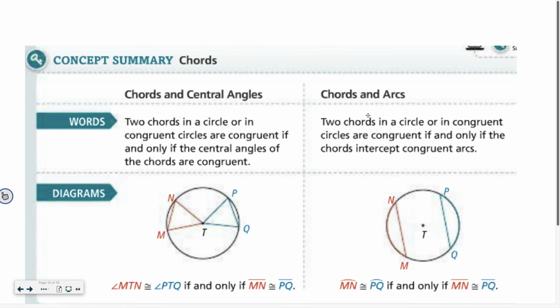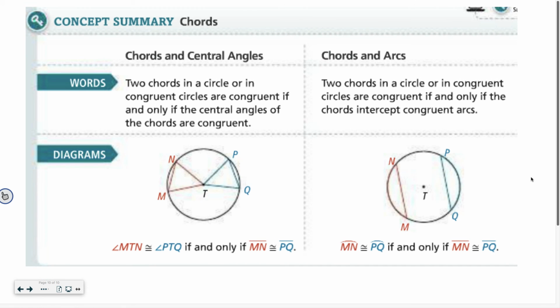Okay, and our last slide is our concept summary. So hopefully you took pictures of all of the theorems. If not, I would recommend going back and taking another look at those and making sure you know the information in there. But here is a nice little summary of most of the stuff from the video again.